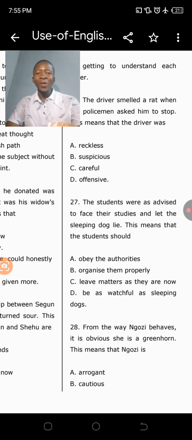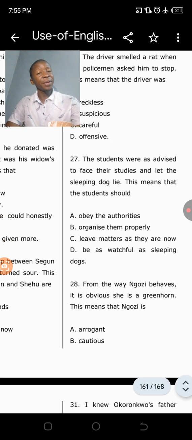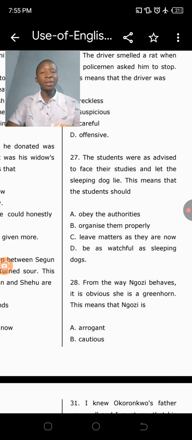So it's definitely not obeying authorities. That's not the interpretation of let sleeping dog lies. It is not to organize them properly. It is not to be as watchful as sleeping dogs. I can just imagine how watchful a sleeping dog could be. Definitely not watchful.